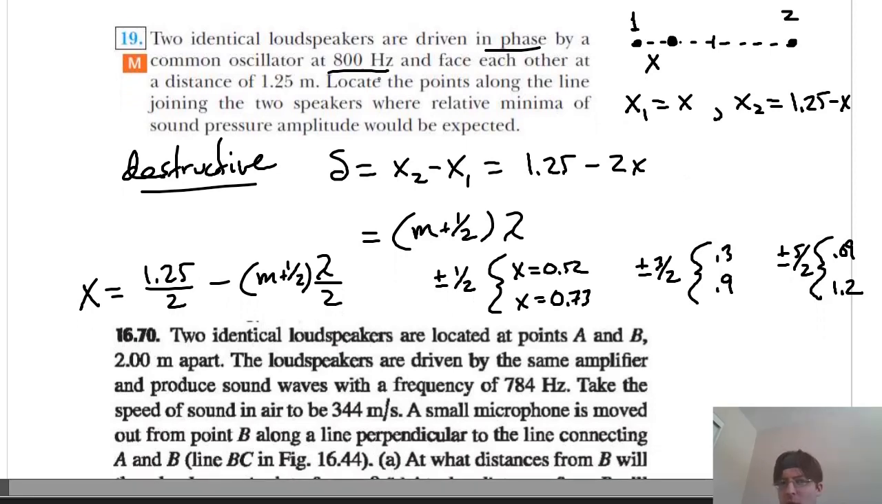By the way, why didn't we treat it like standing waves? Don't we have a left and a right moving wave, and we could figure out where the node locations are? Aren't those the destructive points?